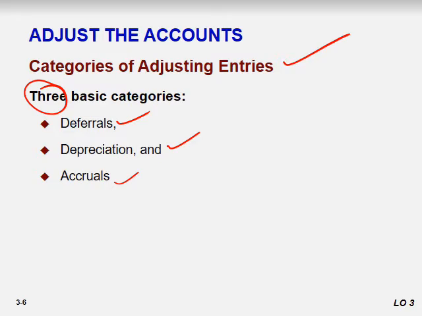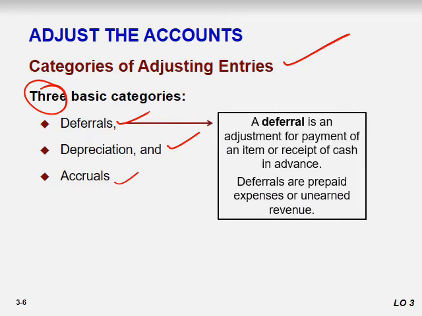So let's explore this. What do we mean by deferrals? A deferral is an adjustment for payments of an item or cash receipt in advance. Deferrals are prepaid or unearned revenue. So prepaid means you pay the expense in advance, like the rent. You pay the rent of all the 3 months in advance, right? Unearned revenue means you receive the sale amount but you did not deliver the goods or services, right? We call this unearned revenue.